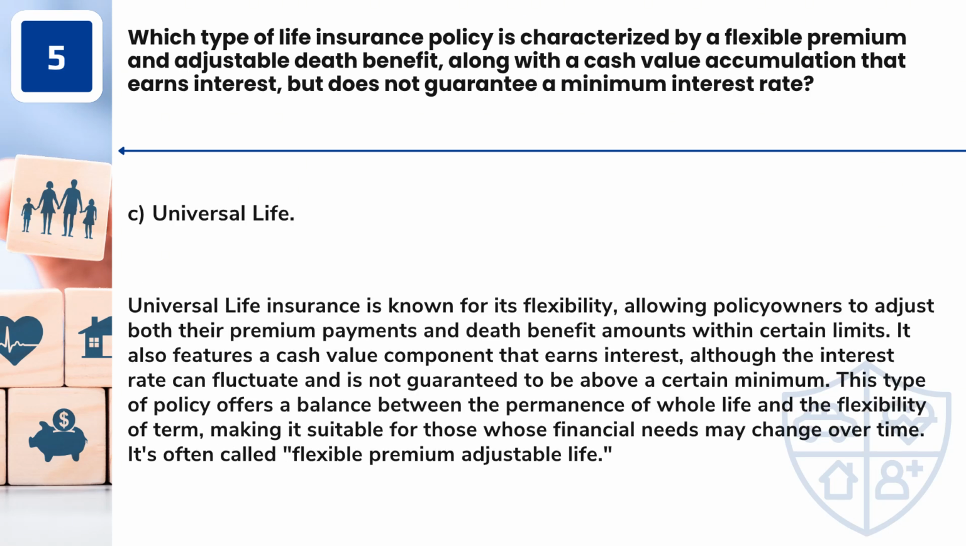Answer: C. Universal life. Universal life insurance is known for its flexibility, allowing policy owners to adjust both their premium payments and death benefit amounts within certain limits. It also features a cash value component that earns interest, although the interest rate can fluctuate and is not guaranteed to be above a certain minimum.